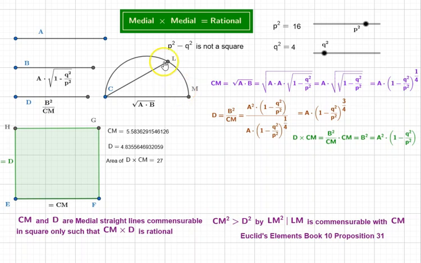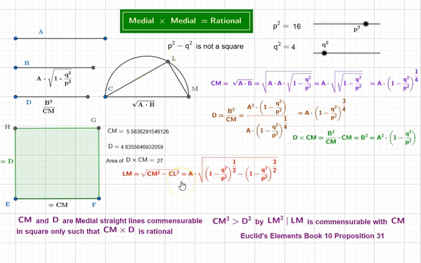That means if we join LM, this is a right angle triangle because it's in a semicircle, and we can say that CM square is greater than CL square by LM square. So this part is taken care of. Now we have to show that LM is commensurable with CM. For that, we have to figure out what LM is. So LM using Pythagoras theorem is equal to square root of CM square minus CL square.